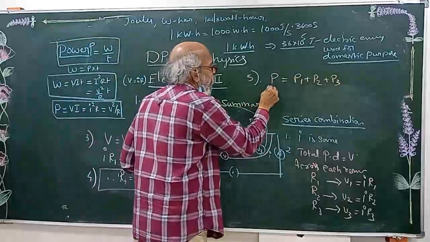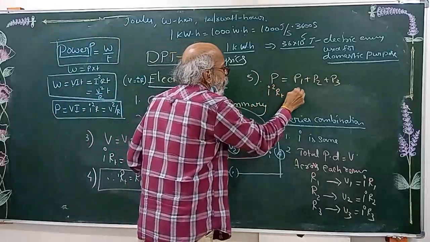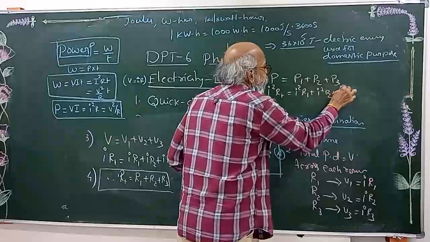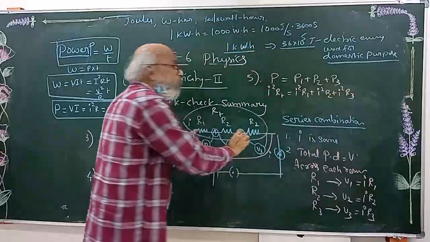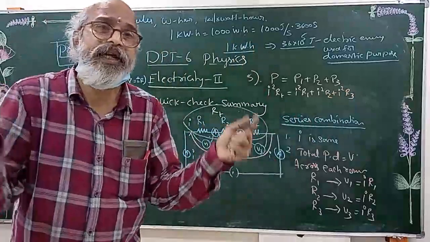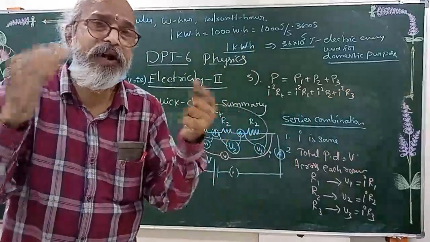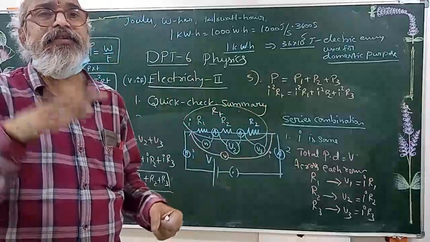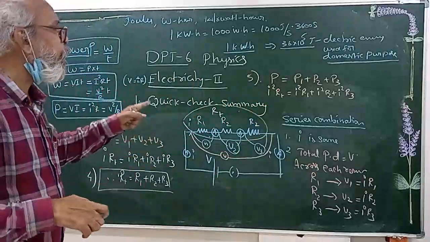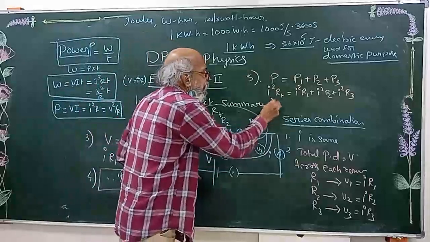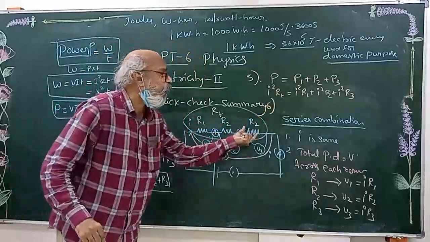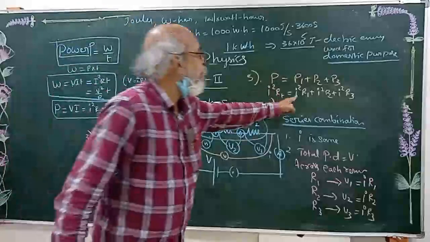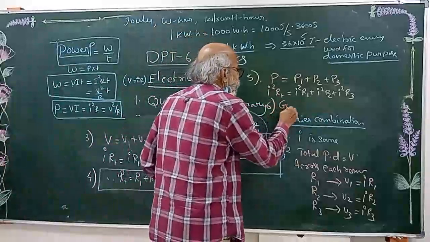How much total power? I square RT is equal to I square R1 plus I square R2 plus I square R3. The total power will be shared. Whatever power they have drawn, the energy drawn per second from the battery will be shared by all three resistors simultaneously. Now coming to the very important question, in series combination, who will consume more power? Greater resistance will consume more power. Obviously, you can see these values.